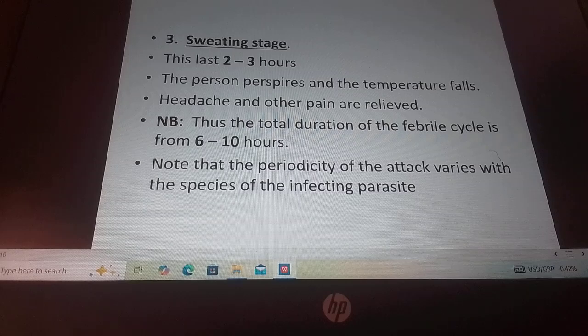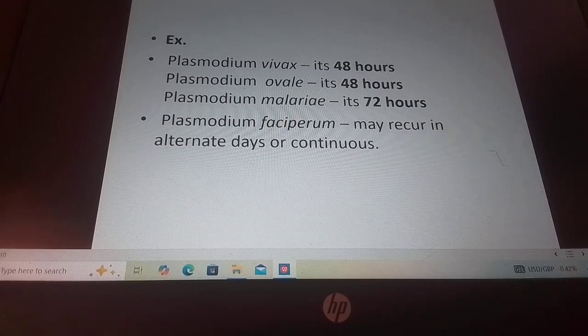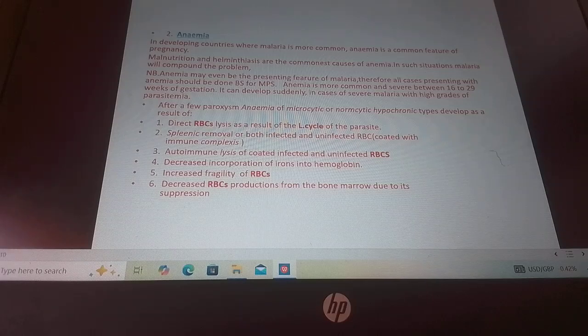The periodicity of the attack will vary depending on the species that are infecting. We are saying that for vivax and ovale it is 48 hours, for malariae 72 hours. For falciparum it may recur on alternate days or be continuous. Another feature is anemia.